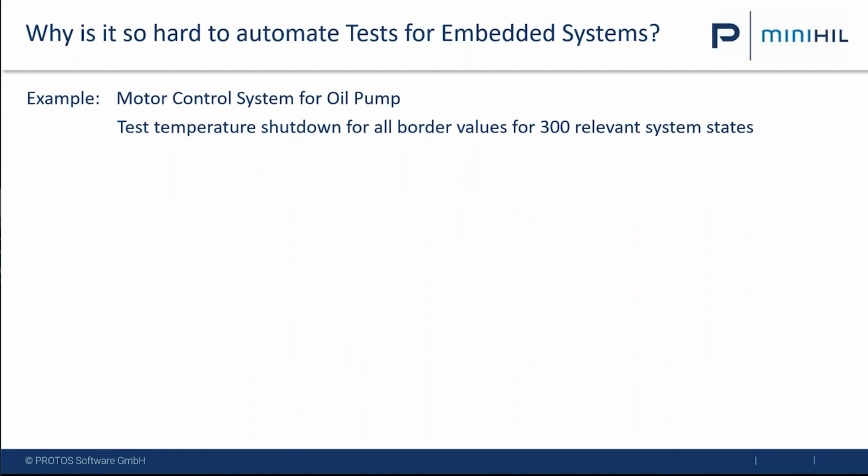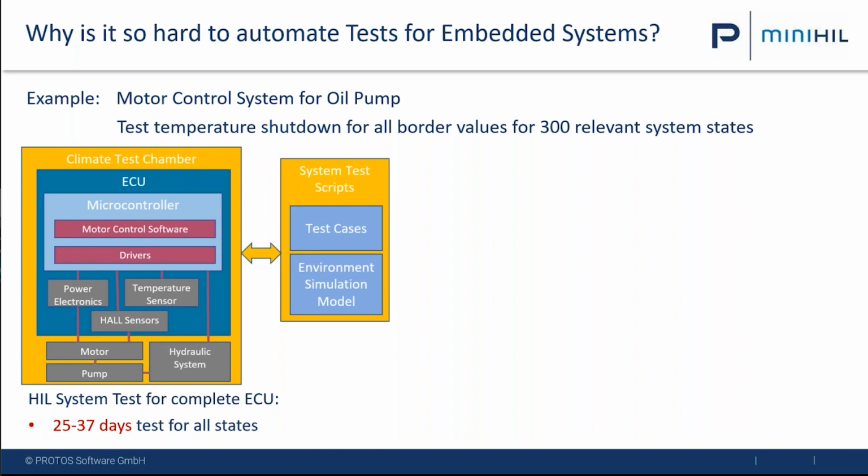So let's have a concrete look at a system. It's in this case a motor control system for an oil pump. We need to test 300 relevant system states, so it's a real-world system. It's a safety critical system, and so far the customer has had a climate chamber with the complete ECU, with the complete electronics, with power electronics, with the motor, with the pump, and with the hydraulic system. And that's really hard to automate.